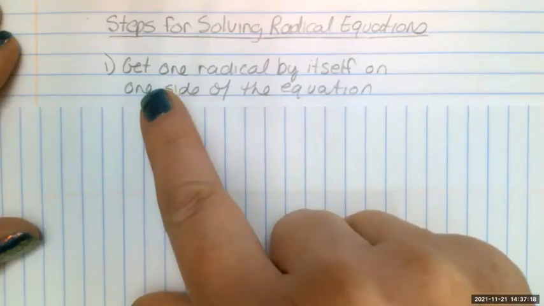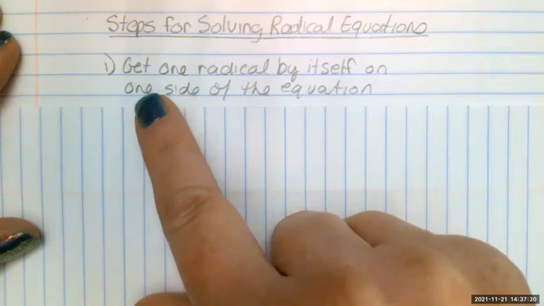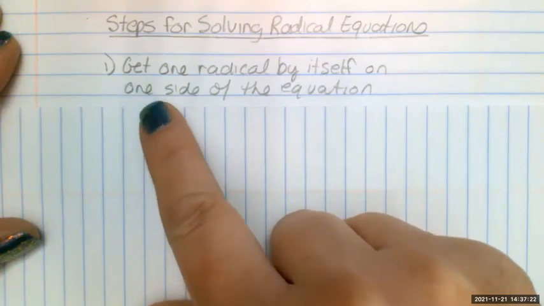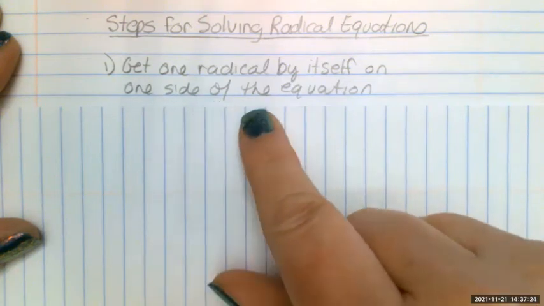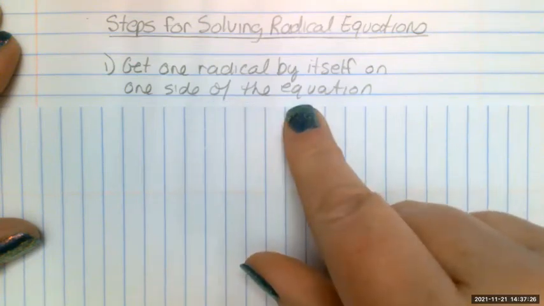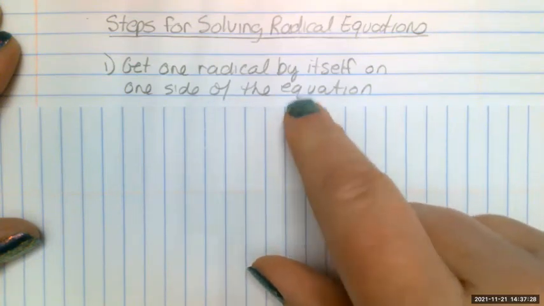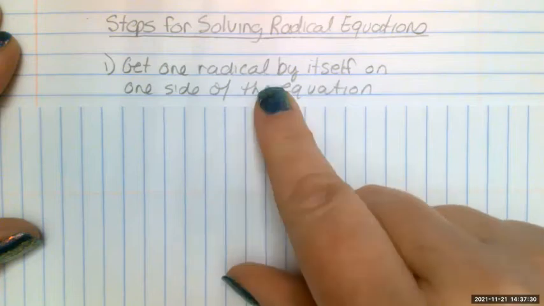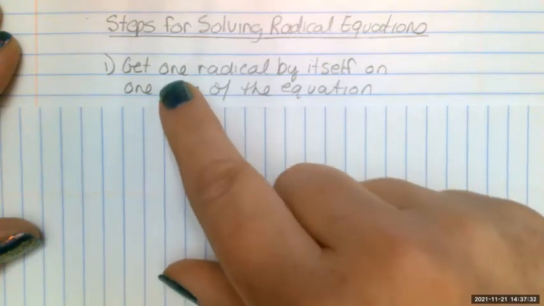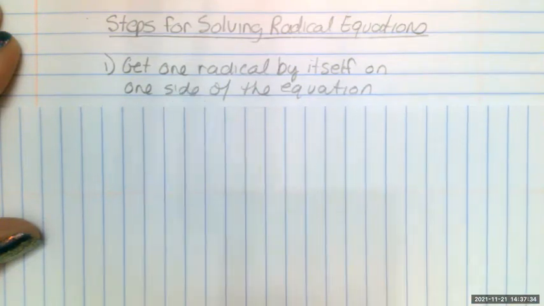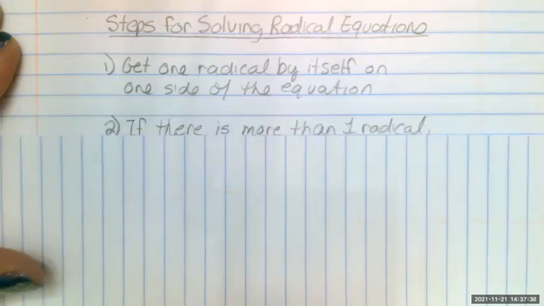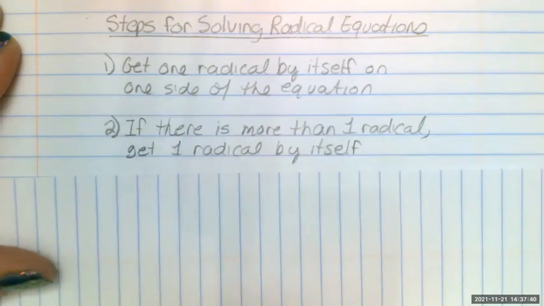Here are some steps for solving radical equations. Step 1, get the radical by itself on one side of the equation. Okay, steps 1 and 2, by the way, are going to be very similar, but you always want to get the radical on one side of the equation. It does not matter which side. If you have more than one radical, just get one radical by itself. Again, it does not matter which one.